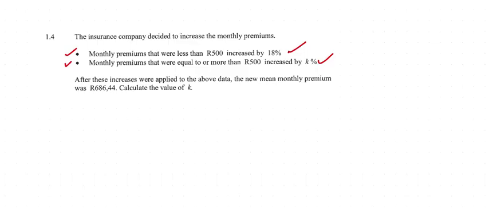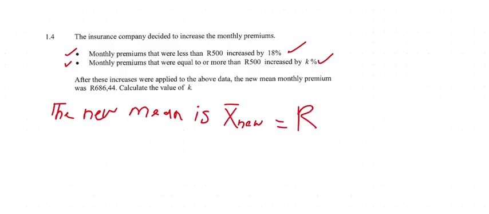The new mean is X bar new, which equals R686.44. Okay, so we use the increase rules. We have an increase rule, these two.